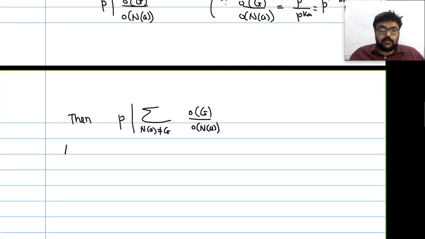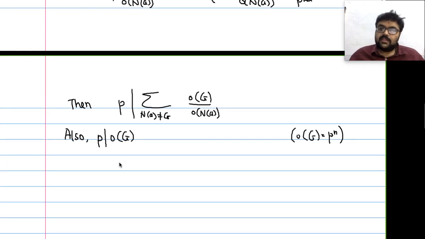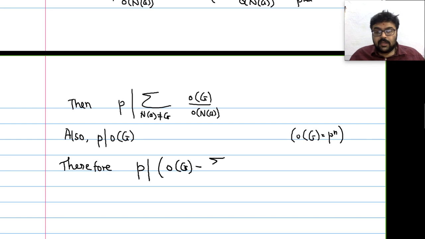But also P divides order of G, because order of G is P power n. So P divides order of G, P divides this sum, and we know that if P divides A and P divides B, then it divides their sum and their difference. So P divides order of G minus the summation over N_A not equal to G of order of G upon order of N_A. So P divides the difference.